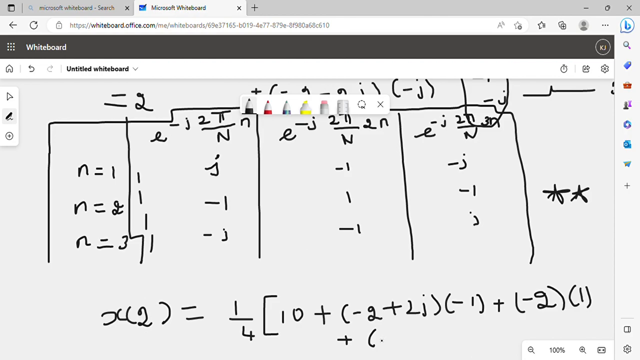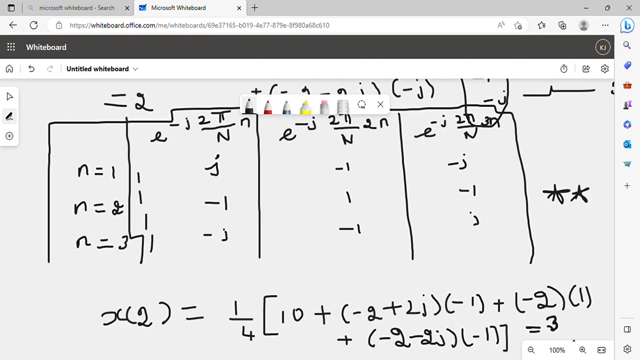And now here it is minus 2j into, for e to the power of minus j 2 pi by n into 3n, for n is equal to 2 it is minus 1. So I'll write it as minus 1 over here, and my resultant would be equal to 3. You got it? My resultant would be equal to 3.